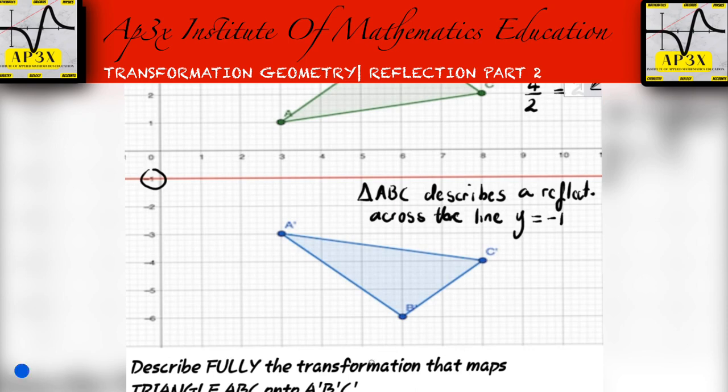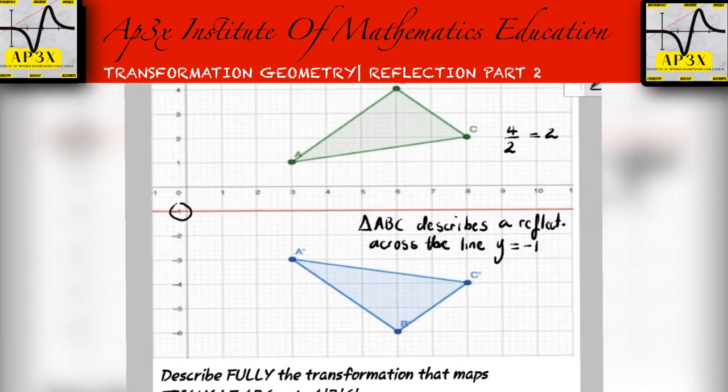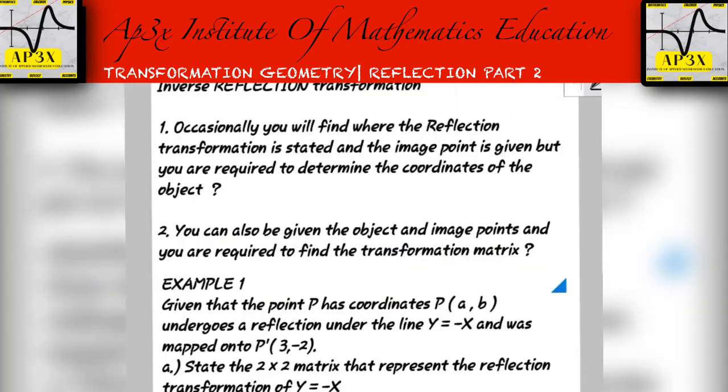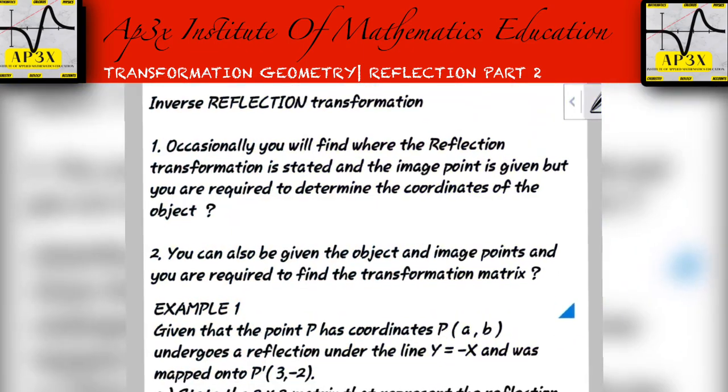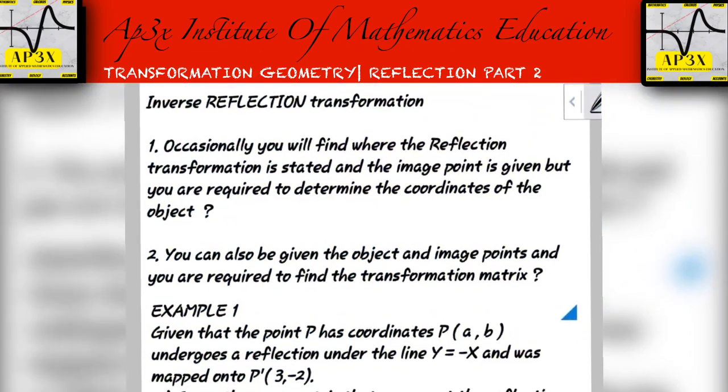It says describe fully the transformation that maps triangle ABC onto A prime, B prime, C prime. Clearly the description is that it's a reflection and it flips across the line y equals -1. Beautiful. Next, we're going to be looking at a more advanced concept. Now, you're going to find that occasionally, for the CSEC students watching this video, this question will pop up now and again. It's not a routine question.